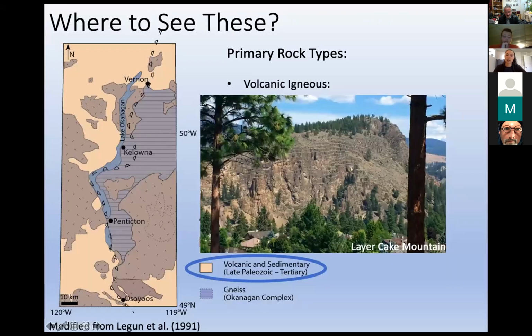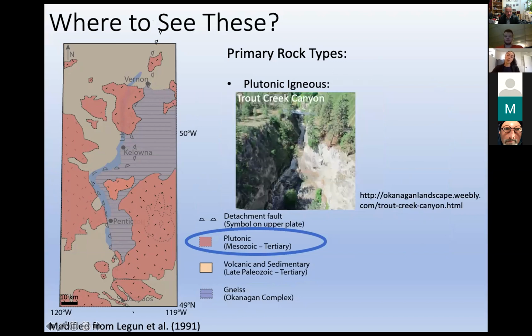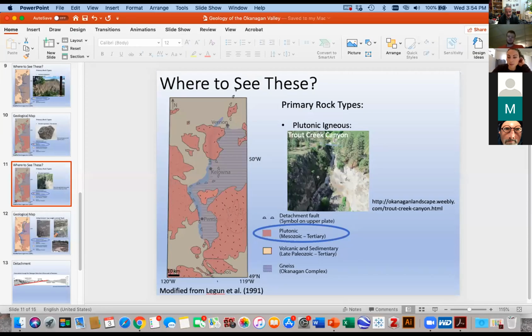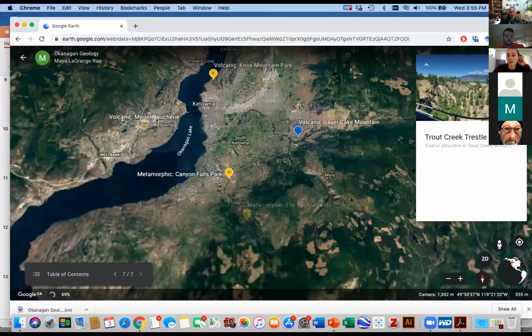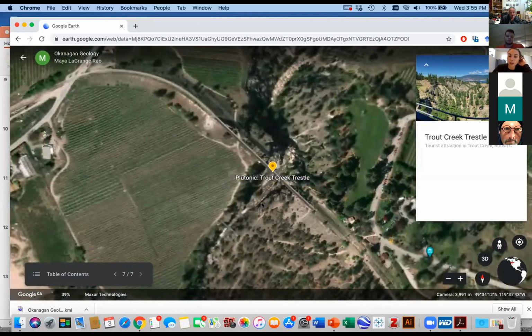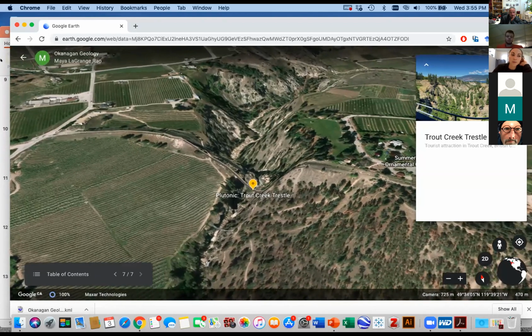All right, so who's next? Next, focusing on this pink rock type in the geological map, which are plutonic igneous rocks. Once again, I don't have a photo from the Okanagan, but they're mainly granitoids, so also felsic, typically granites in the area. If you're looking to see some of these deposits from these igneous intrusions, somewhere you can go is called Trout Creek Canyon, which is basically a canyon that was cut into one of these igneous intrusions, and I will just pull that up also on Google Maps. It's a neat walk because it has a railroad trestle bridge that goes over top, and you can walk across that and look into this granitic canyon.